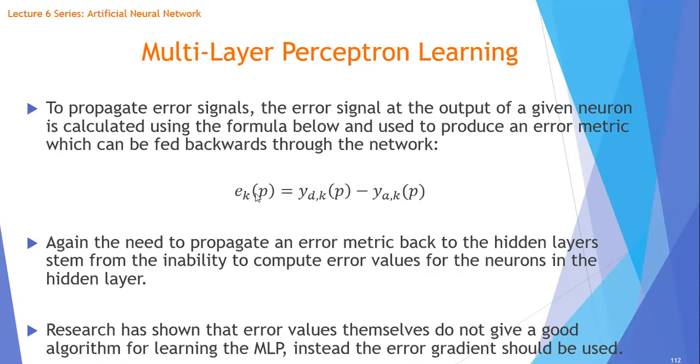So we're not going to actually backpropagate the error itself. We're going to backpropagate actually an error gradient. Research has shown that if you backpropagate the error e_k itself, it doesn't provide a good metric for convergence of a network. But if you were to backpropagate something known as an error gradient, it's a much better indicator of error.